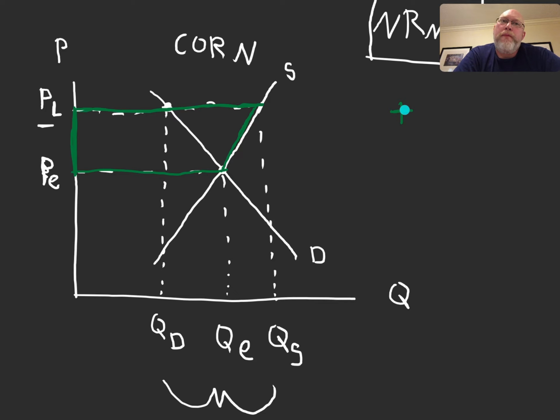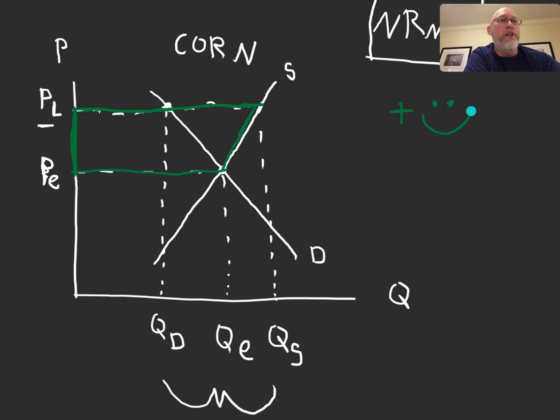Now, the other thing to remember is that PL, which is the second price in this case, the price after the policy changed, is higher than the equilibrium price. So the farmer is getting more money for their crop. When you get more money for your crop, that makes you happy. You've got a gain in producer surplus. All right, good. So the change in producer surplus is that trapezoid there.